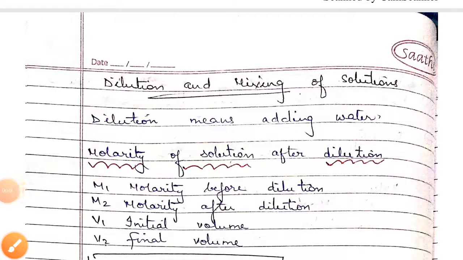Hello everyone, we'll start now with dilution and mixing of solutions. Now what do we mean by dilution? Dilution means if you have any solution and to that solution you add water, then that process is called dilution. During dilution, the concentration of the solution does not remain the same. It gets diluted, that is, the concentration decreases when you add water into a solution.